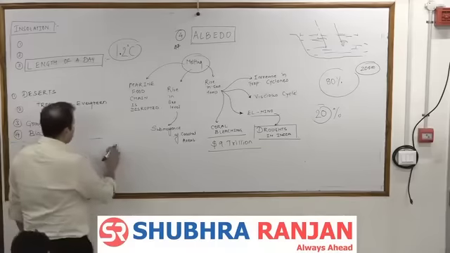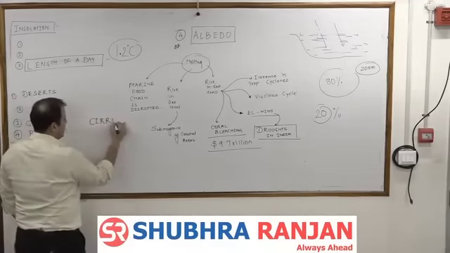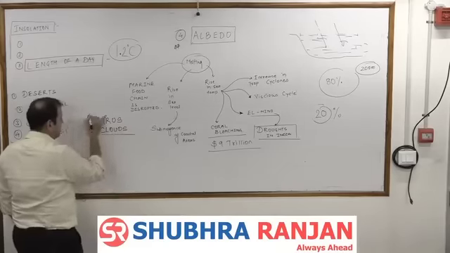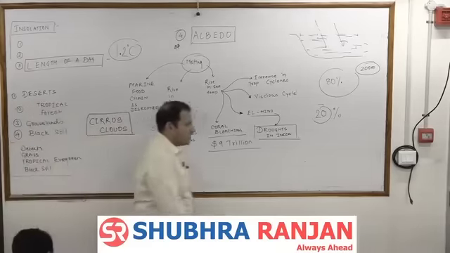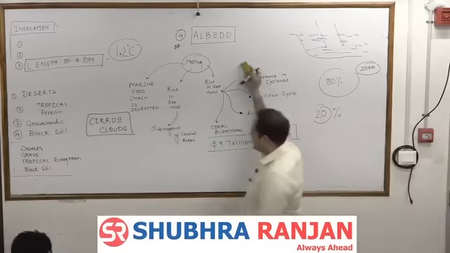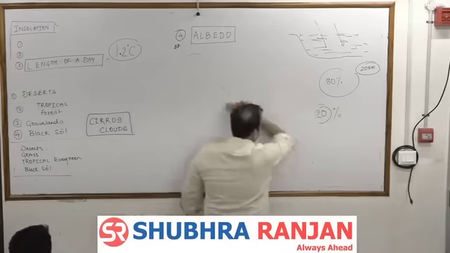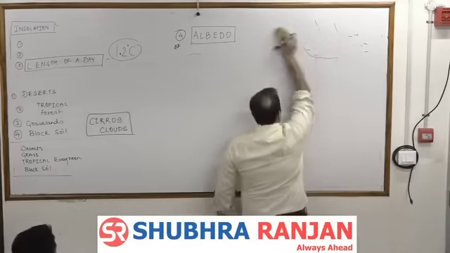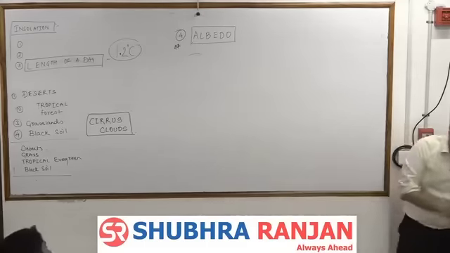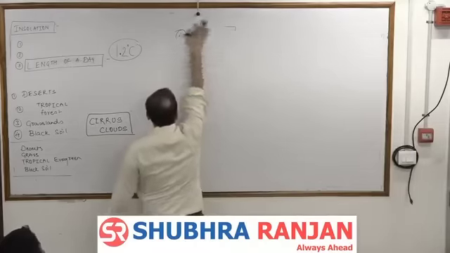Cirrus clouds have the highest albedo. What are cirrus clouds? The clouds which are very high in the sky, or जितना ऊपर in the sky, means is it made up of water or ice? Ice. So you can take down now the list.